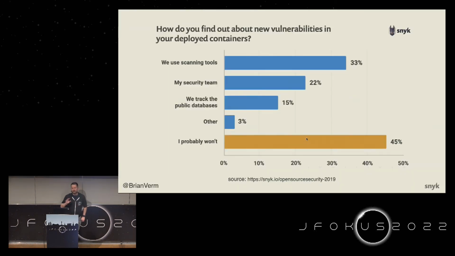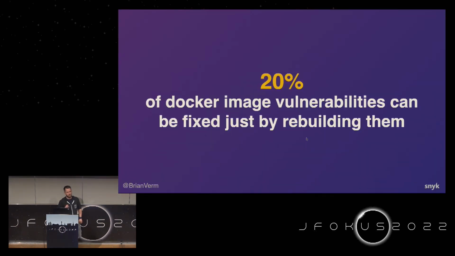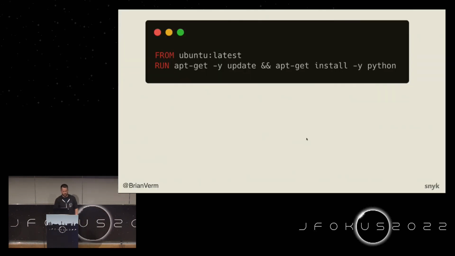We asked people, how do you find out about new vulnerabilities in your deployed containers? And unfortunately, people don't do a lot of this. But 20% of containers, or of Docker images, vulnerabilities can be fixed by just rebuilding them. And that is because a lot of people do something like this. And we know that latest today is not the latest next week. And we can argue if latest is a good thing. That's a whole other discussion.